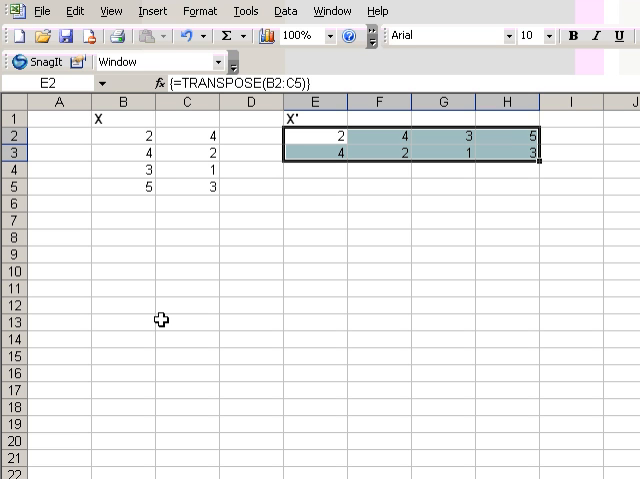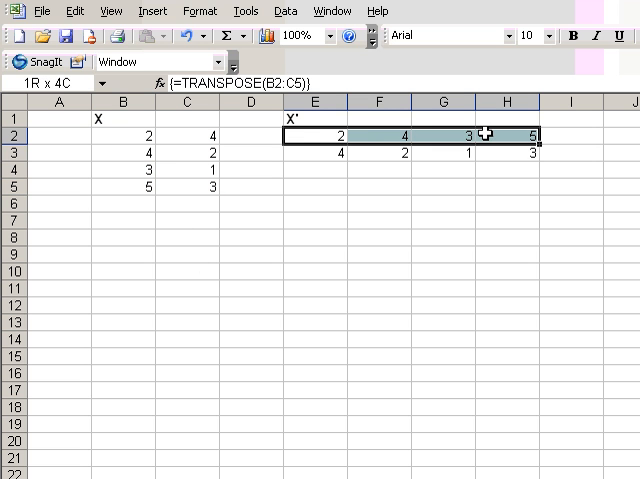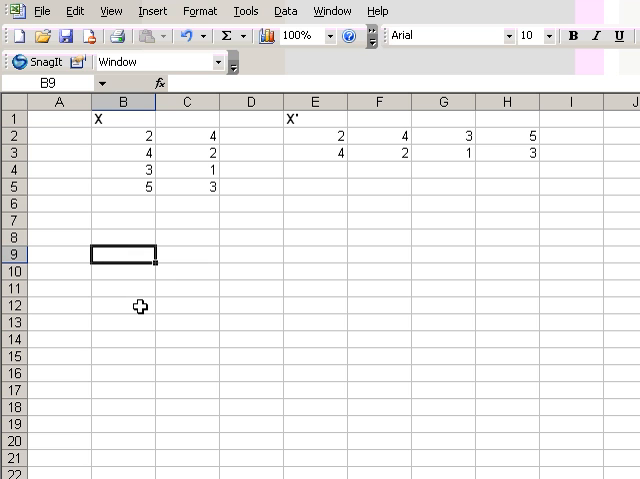An interesting thing about this transpose is that it's live in the sense that if I change this 2 to 4, for example, it's changed to 4 here. I'll go back to the 2. Now we have what is called a 4 by 2 matrix and a 2 by 4 matrix. Matrices are always given as rows first, columns second.